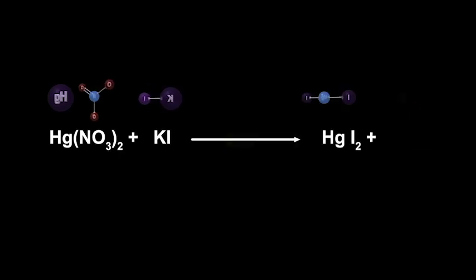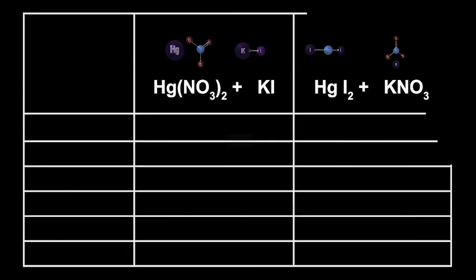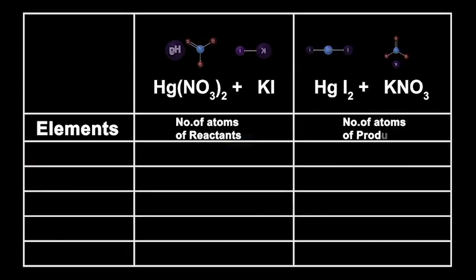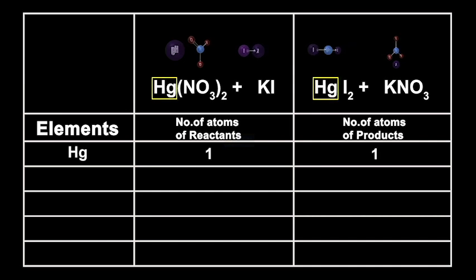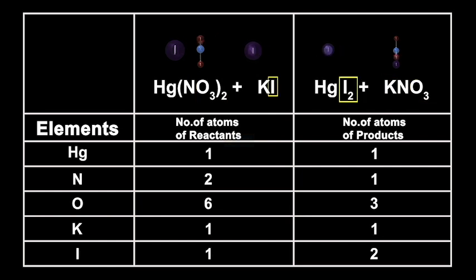Balancing Hg(NO3)2 plus KI gives rise to HgI2 plus KNO3. To balance this chemical equation, we draw a table containing elements, number of atoms of reactants and number of atoms of products. For mercury, that is Hg, we have 1 and 1. For nitrogen, we have 2 and 1. For oxygen, we have 6 and 3. For potassium, we have 1 and 1. And for iodine, we have 1 and 2 respectively. We observe that nitrogen, oxygen and iodine are not balanced.